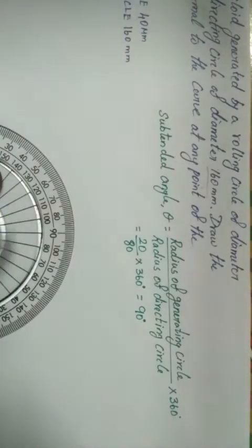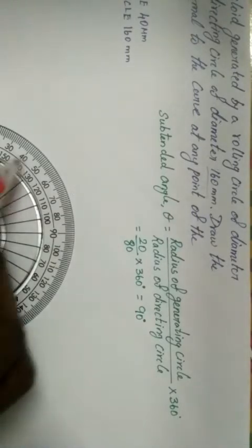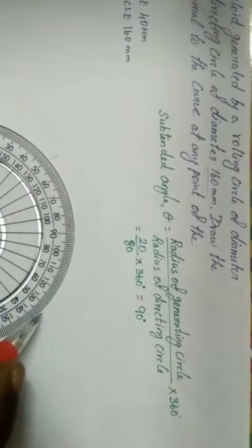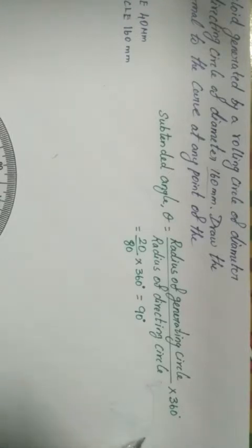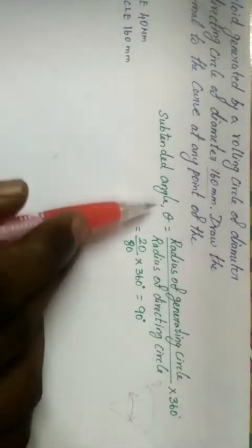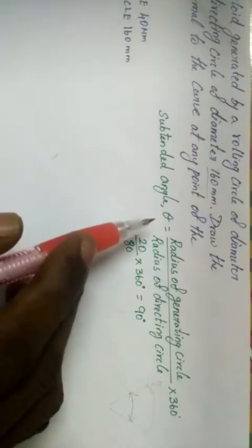So 50 to 145, it's around 95 degree. You can see this. It's going to roll from here to here. So we have to find this inclination. That's the subtended angle. So we are going to find the theta value, the subtended angle.